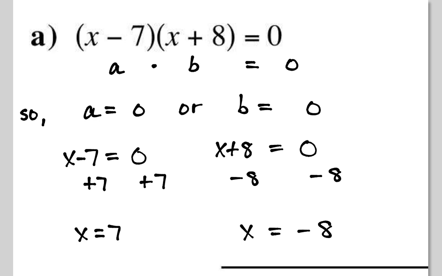Do you think I expect you to do all that? No. But that's why you understand. X minus 7, what's the opposite of minus 7? Plus 7. X plus 8, what's the opposite of plus 8? Negative 8. And that satisfies the equality, equal to 0. These two values are the x-intercepts.